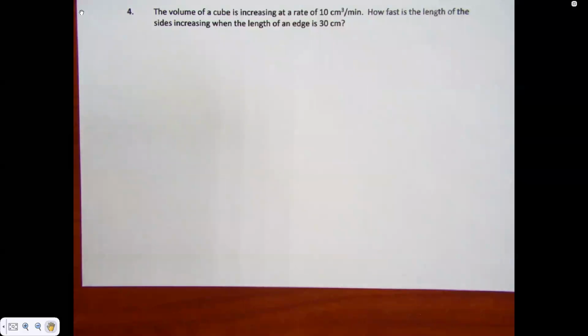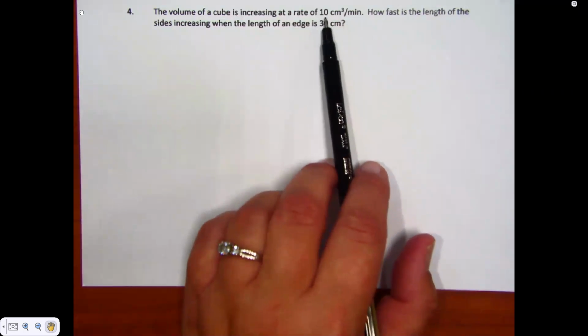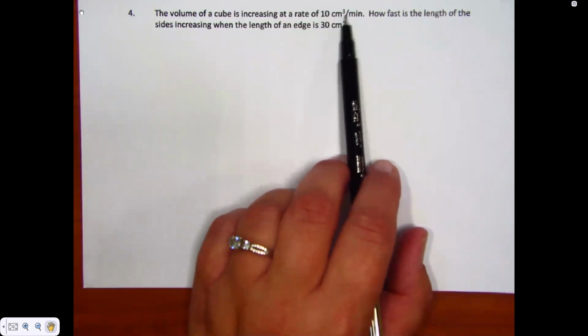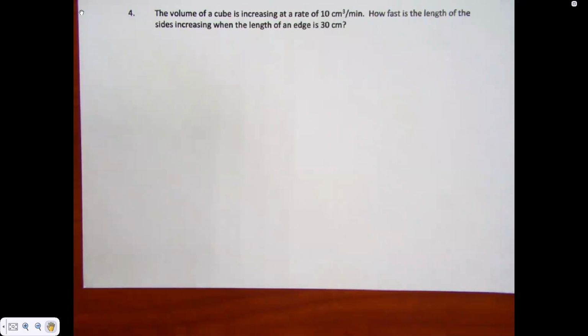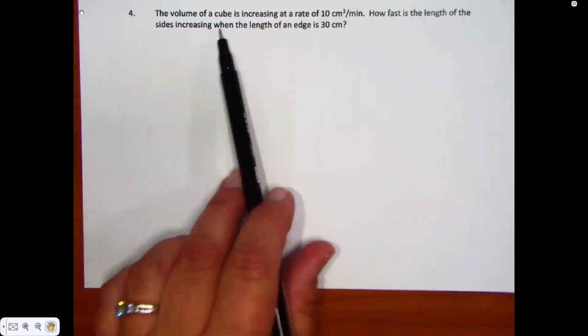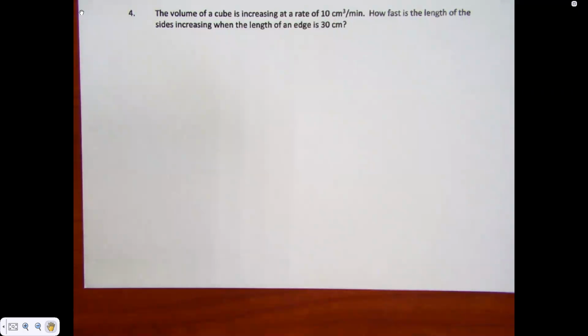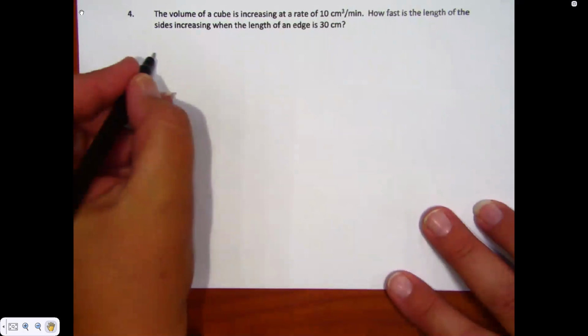The volume of a cube is increasing at a rate of, and that's actually pretty small for volume. So this answer is actually really small, but the volume is increasing at only 10 cubic centimeters per minute. How fast is the length of the sides increasing when the length of an edge is 30 centimeters? How do you find the volume of a cube?